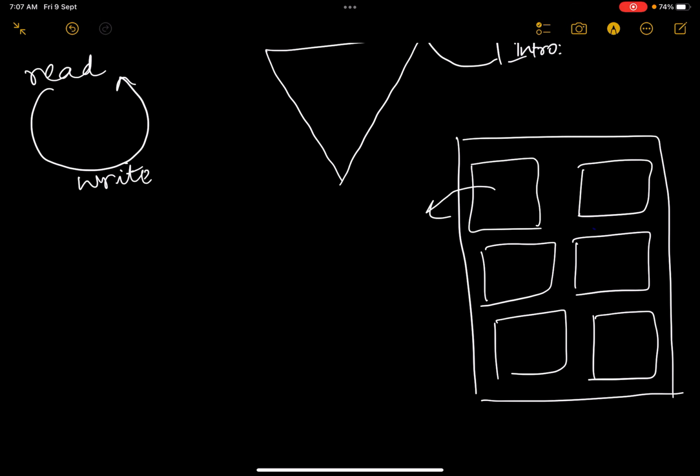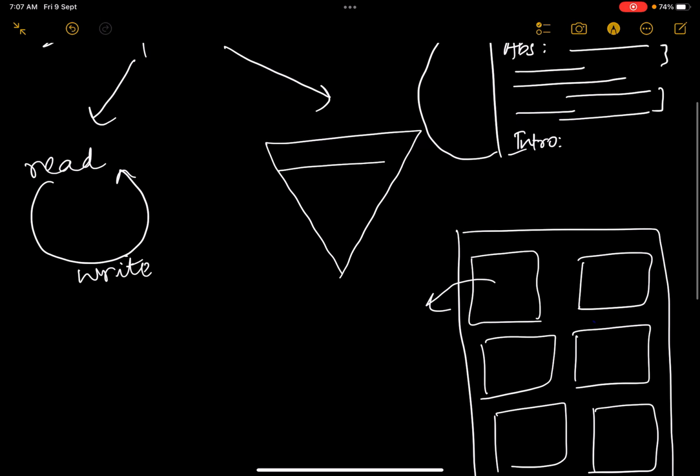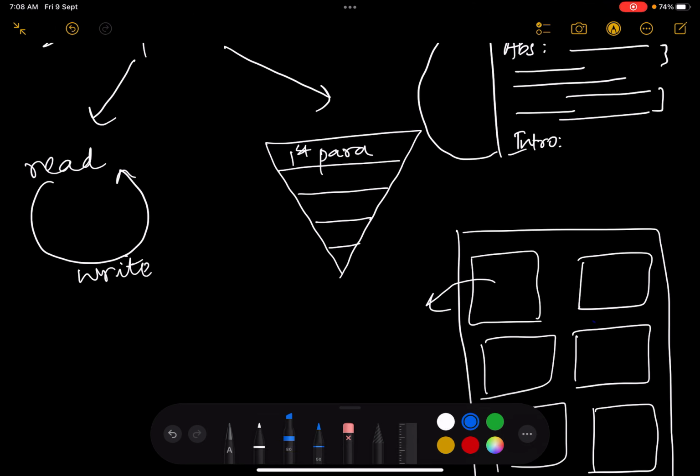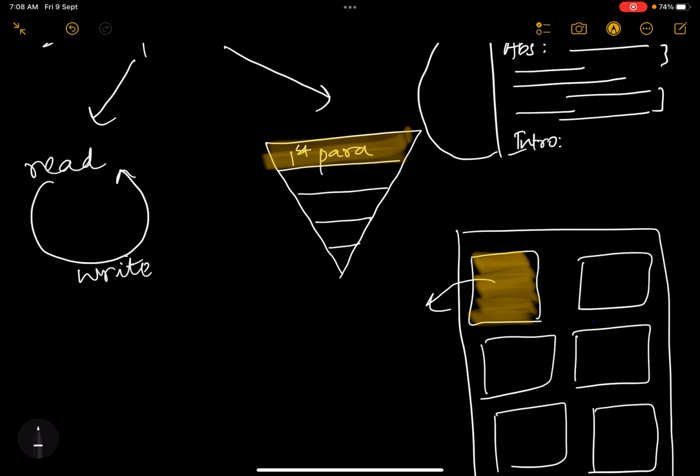The first paragraph is always going to be very, very broad, like a reverse pyramid. This is your first paragraph, which is simply going to talk about the broad introduction of the technology. So if you're working on software defined networks, you're going to talk about SDN and what its importance is.